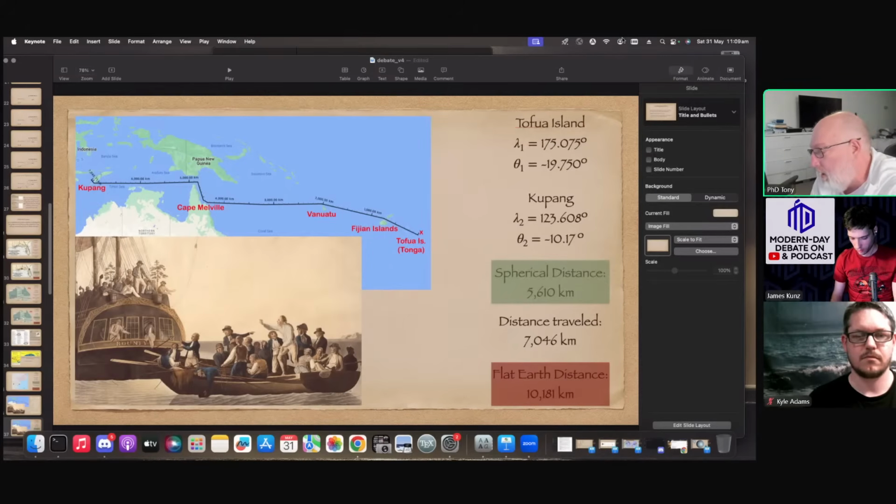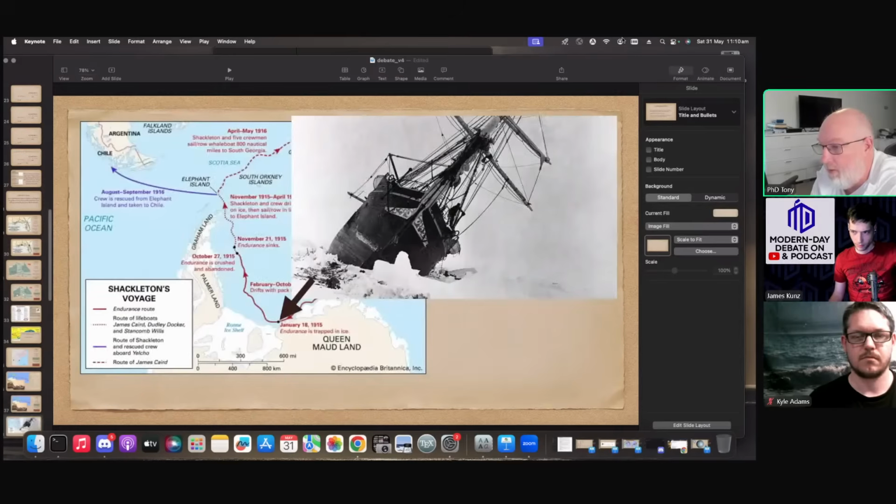This was a journey in which they could not land because they were being attacked by natives on the islands. So they had to calculate that they had enough food and water to make the journey. They therefore needed an accurate understanding of how long this journey took, and they did it using spherical distance calculations.